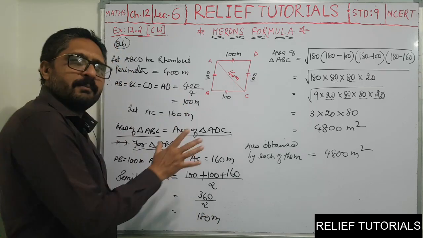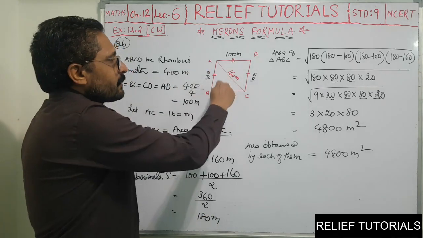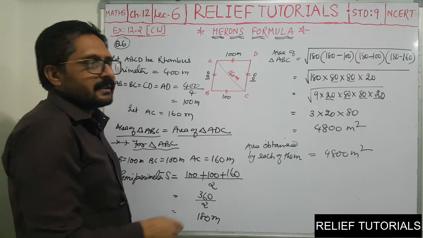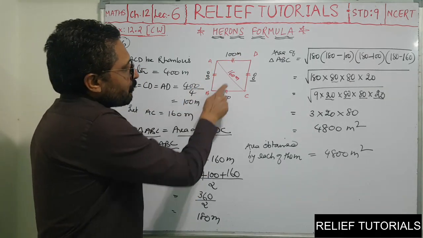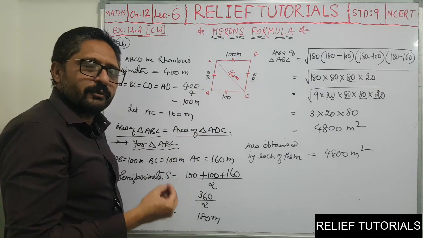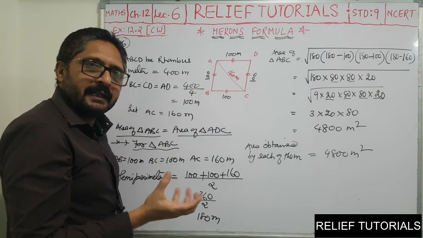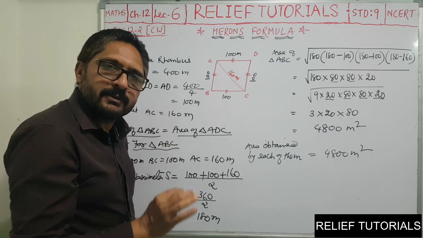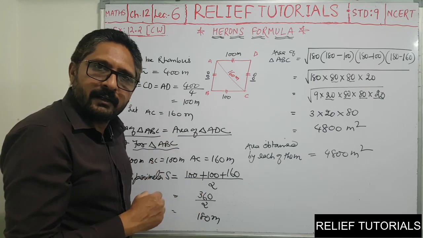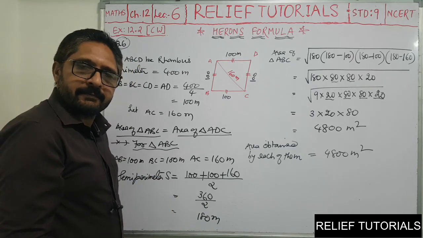Simple, nothing more. It is a rhombus, and you know that a diagonal divides the rhombus into two equal parts. So the area of triangle ABC is equal to the area of triangle ADC. We have the measures of all three sides of a triangle, and if we have three sides of a triangle, we can find the area by using Heron's formula. Simple. Clear?